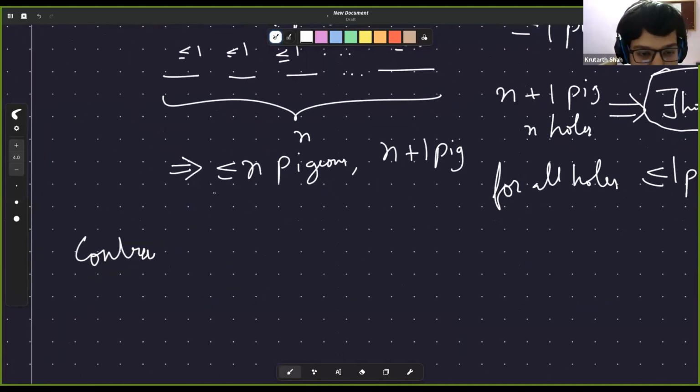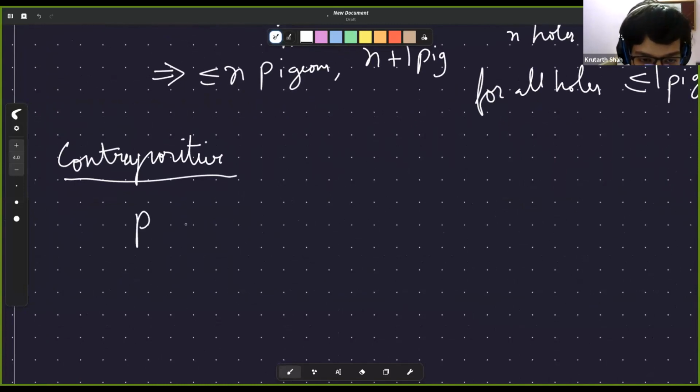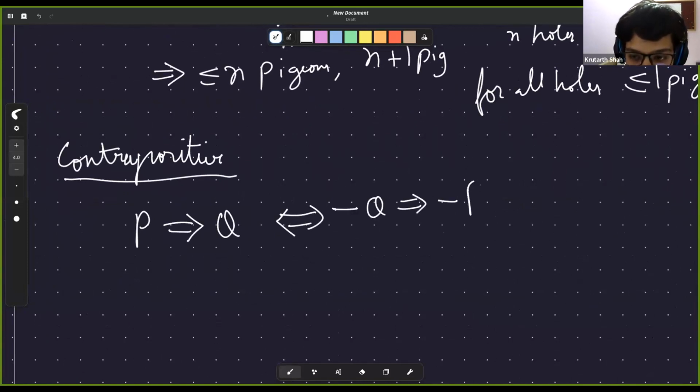Okay, I'll assume it's clear then. Yeah, so contrapositive of a statement. If a statement P implies Q, this is actually the same as the negation of Q implies the negation of P.